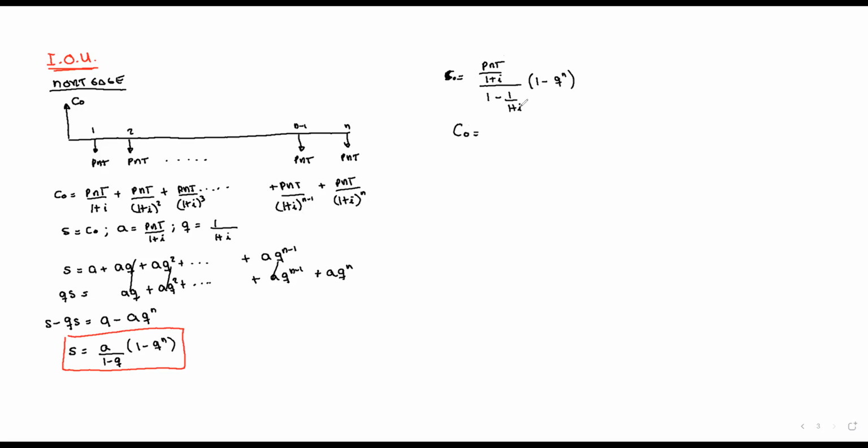So C0 here is going to be PMT over 1 plus I, divided by 1 minus 1 plus I, that multiplies 1 minus Q to the n. So you can see that this one cancels out, the 1 disappears. So finally, my C0 is going to be equal to PMT over I times 1 minus Q to the n.